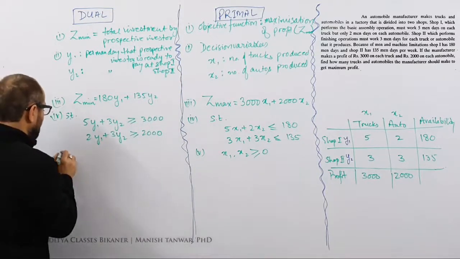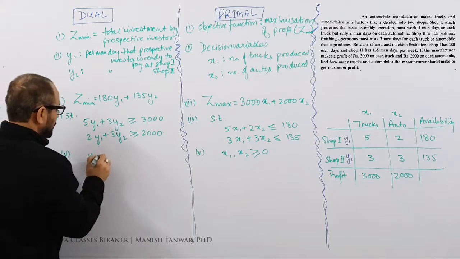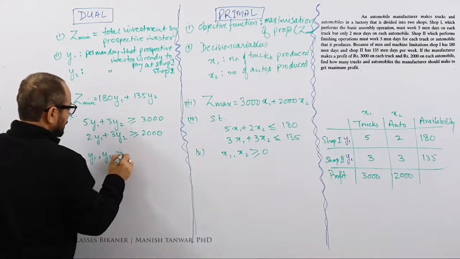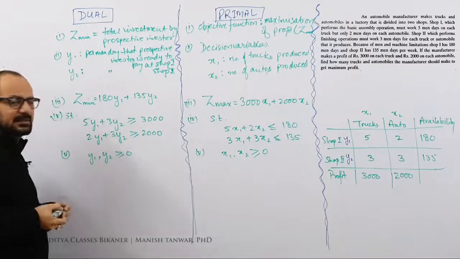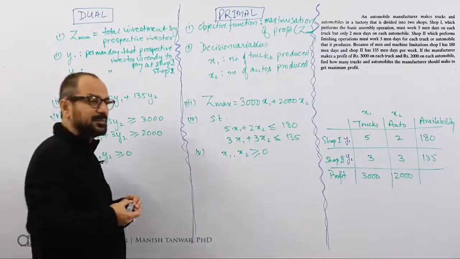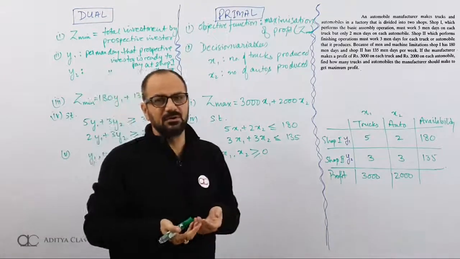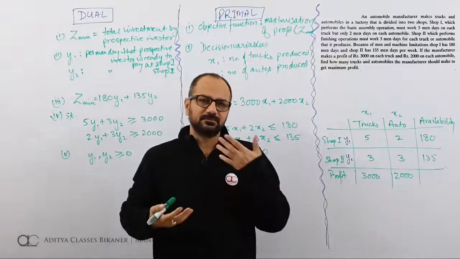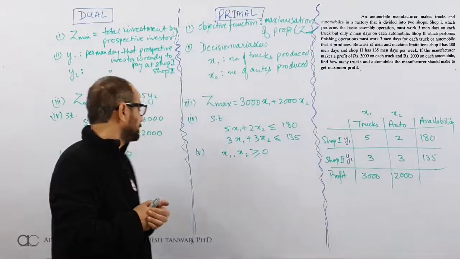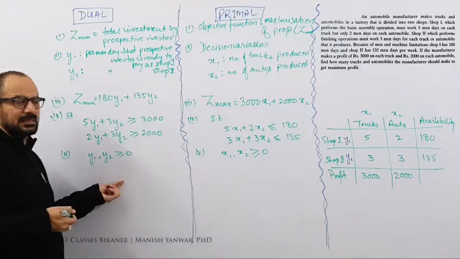And obviously, we would want these y1 and y2 to be greater than or equal to 0. Whatever he is paying me, at least he can pay me 0. It cannot go into the negative zone. So, I have y1 and y2 greater than or equal to 0.